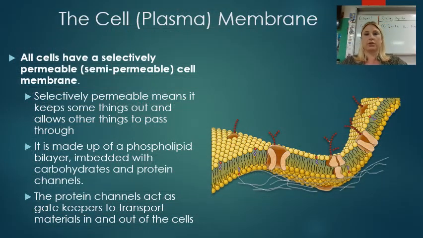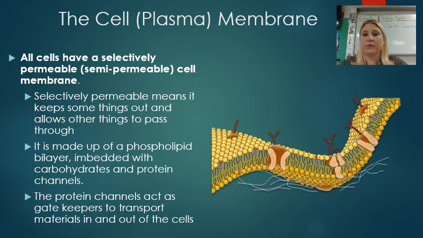Okay, now we're going to talk about the cell membrane. Cell membrane is also sometimes called the plasma membrane. So all cells, no matter what kind of cell you are, you have a cell membrane. Plant cells also have a cell membrane right underneath their cell wall. So all cells have the cell membrane, and we call it semi-permeable or selectively permeable. And what that just means is it allows some things to pass through, keeps other things out. It's made up of 2 layers.